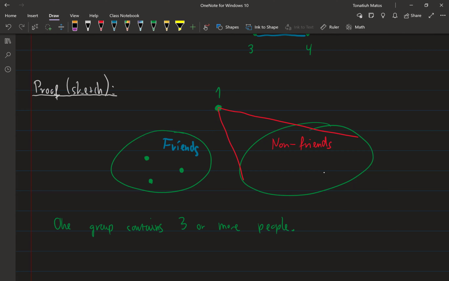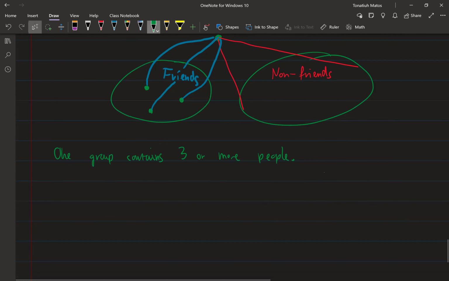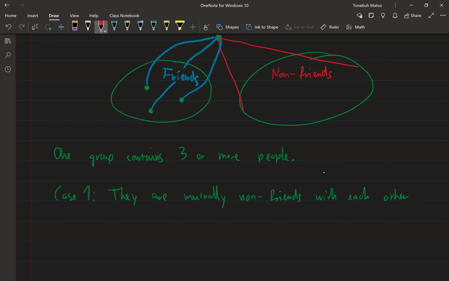This means that these 3 people are connected through me with blue lines because they are my friends. Now I ask my friends, do you know each other? Are you friends with each other? Do you happen to all maybe not be friends with each other yet? Then, you can introduce them or whatever. So there's 2 cases. Case 1, they are mutually, like none of them are friends with each other. In that case, these are not friends, these are not friends, these are not friends. And oh, there's a red triangle.